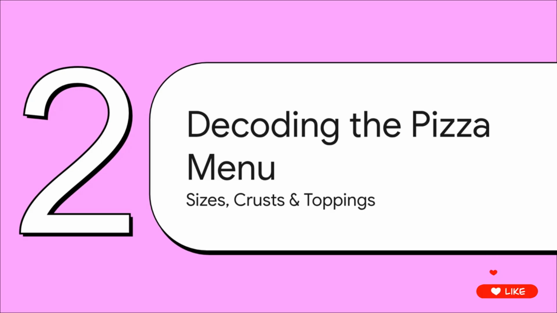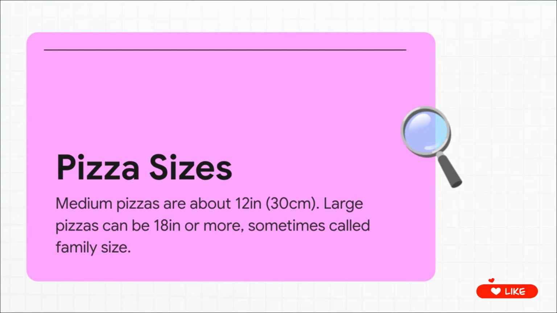All right, so first things first. Before you can order, you need to speak the language of the menu. So let's break down the essential parts of any pizza order. The first choice you're probably going to make is the size. It really just depends on how many people you're sharing with, or just how hungry you are. A medium is usually great for 2 people, but if you've got a group, you'll probably want a large, or what they sometimes call a family size.